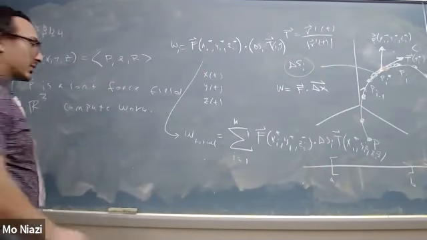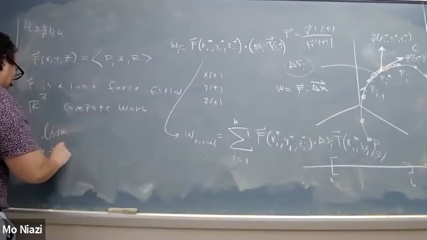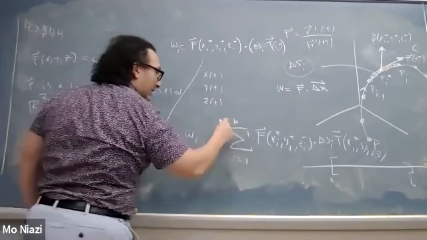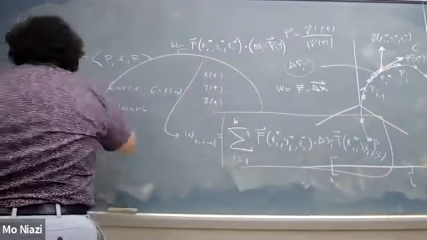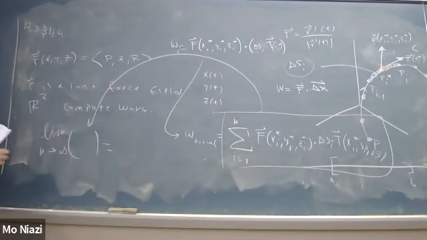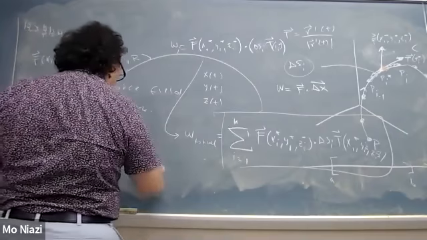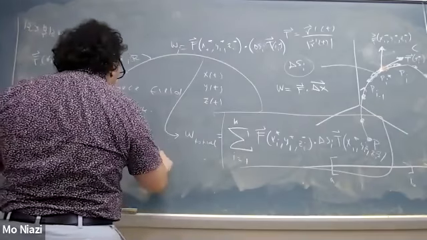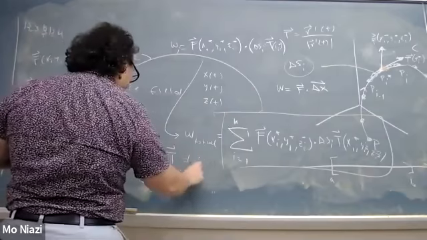All right. And so when we take the limit as n approaches infinity of this whole expression here, what are we going to end up getting? We're going to get the actual work, the real bona fide work. And that's the line integral over C of F dot T ds.